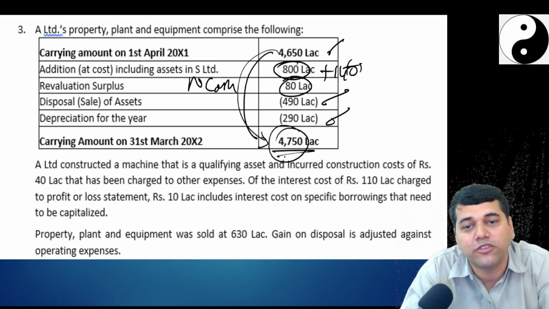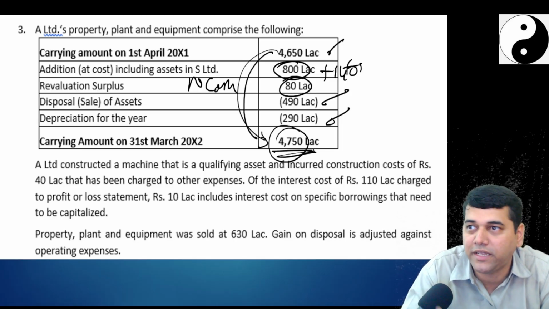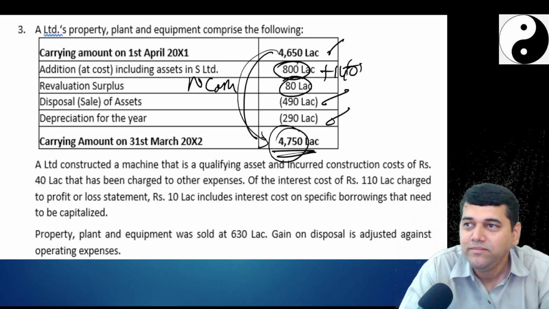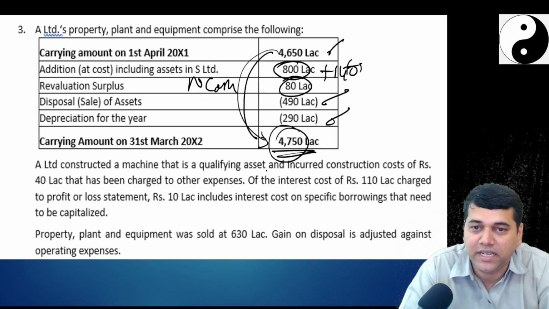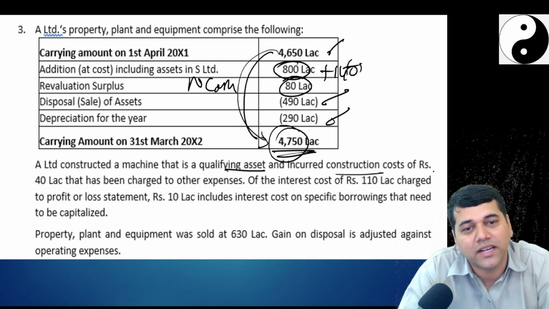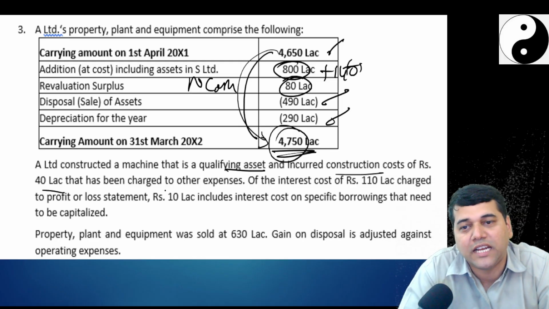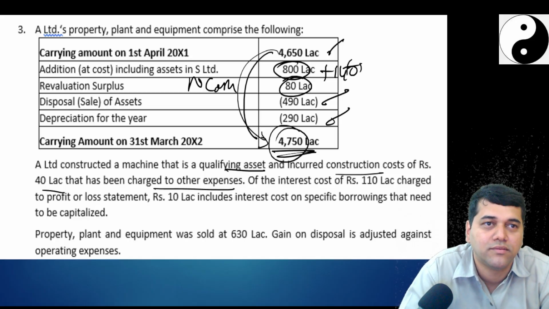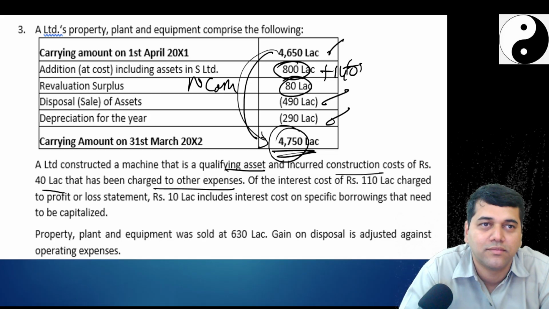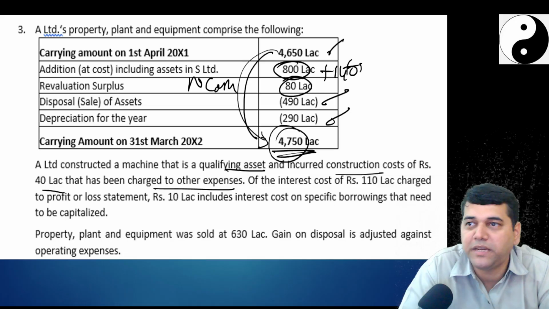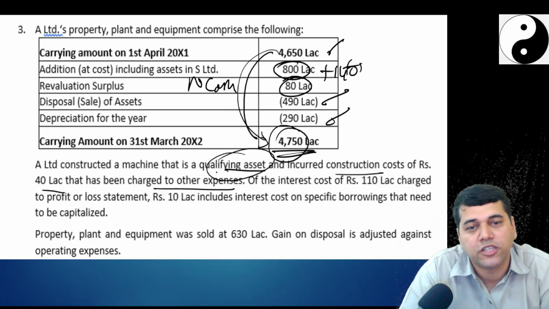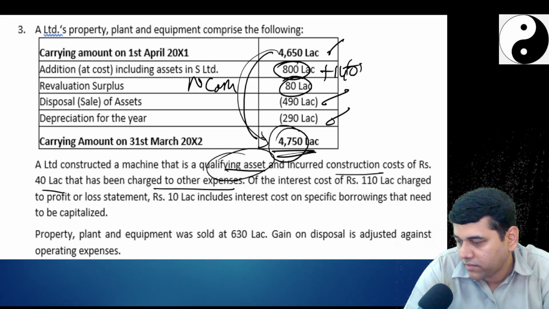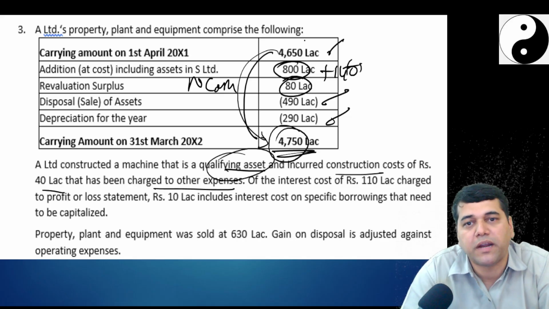After this you got the closing balance of that PPE. Now you are very clear about what that balance of PPE is all about and what all things it is made up of. Now A constructed a machine, that is a qualifying asset, and incurred a construction cost of rupees 40 lakhs. That has been charged to other expenses. What they should have done? PPE, as per Ind AS 23, this qualifying asset they should have capitalized, or capital work in progress. Do you see any capital work in progress there? No, it must be part of this only somewhere.